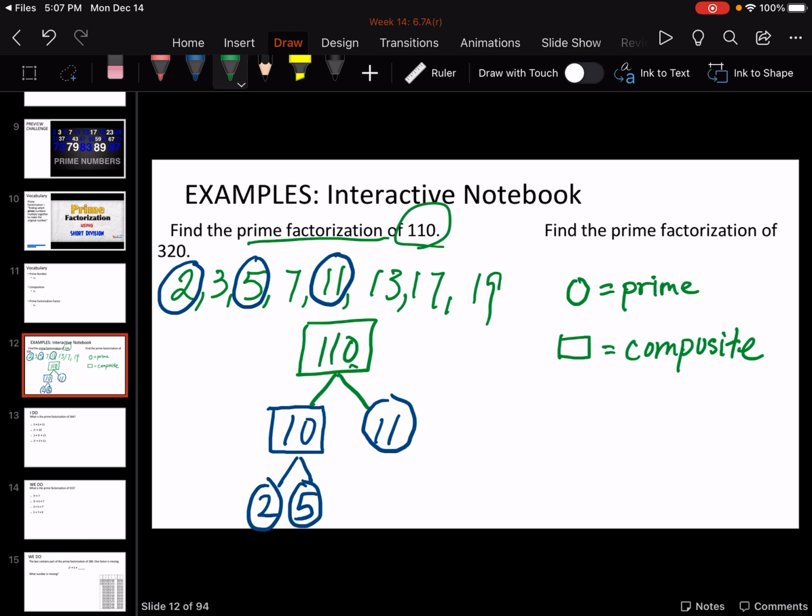Third step is to simplify. We're going to write it out as 2 times 5 times 11. Also, we can always check our work. 2 times 5 is 10, times 11 is 110. So that's how we can check our work.